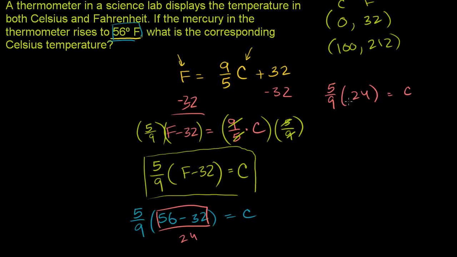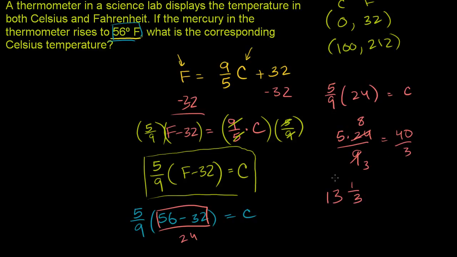Let's see if we can simplify this at all. This is the same thing as 5 times 24 over 9. 24 is divisible by 3. You divide it by 3, you get 8. 9 divided by 3 is 3. So 5 times 8 is equal to 40 over 3 degrees Celsius. Now, if we want to write this as a mixed number, 3 goes into 40 13 times, and you have a remainder of 1. So it's 13 and 1/3. And we can even check that. 3 times 13 is 39, plus 1 is 40.